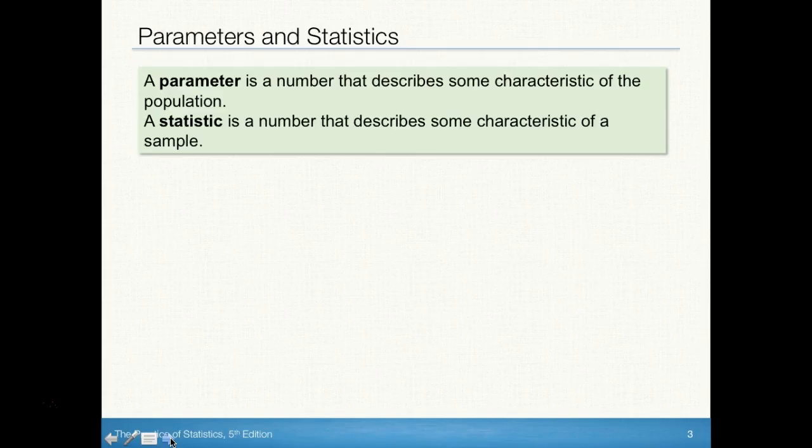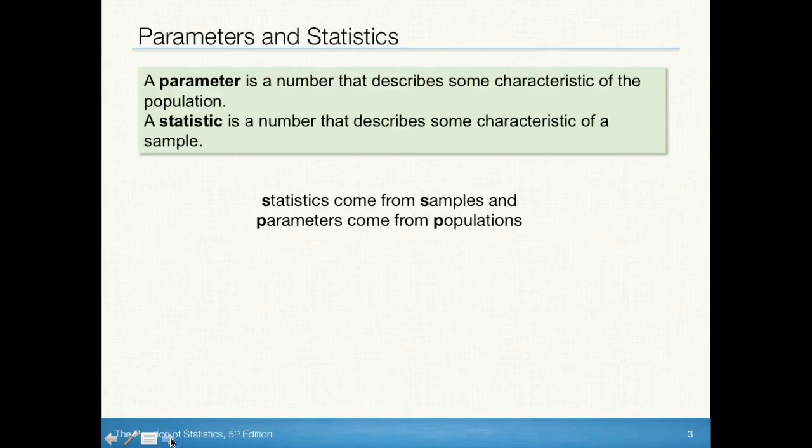And then we have a statistic, which is something that we can gather, something that we can collect, something that we can figure out. And that's a number that describes some characteristic of the sample. Here's an easy way to remember the difference between statistics and parameters. Statistics come from samples, and parameters come from populations. Notice the first letters of these words.